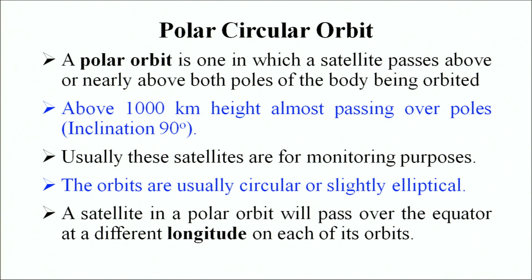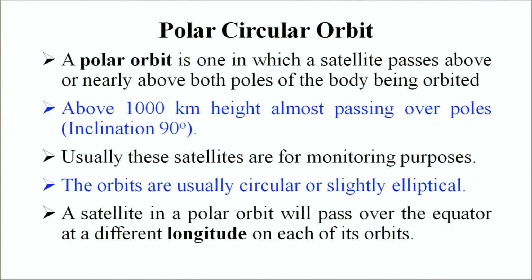Other than the geostationary satellite, we have polar circular orbit satellites. A polar orbit is one in which a satellite passes above or nearly above both the poles of the body being orbited, which means that if it is the earth, then it passes through both the poles of the earth. This particular orbit is inclined at an angle of 90 degrees. These are not positioned at very great heights, so they have a height of about 1000 kilometers and they almost pass over the poles. Usually these satellites are for monitoring purposes.